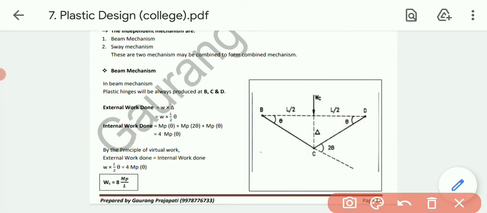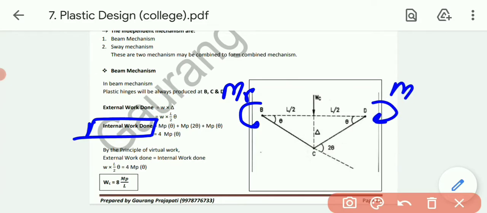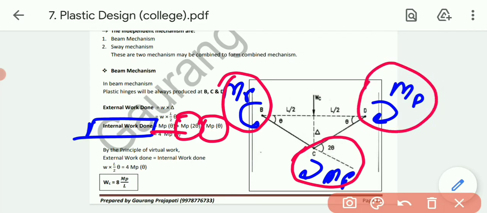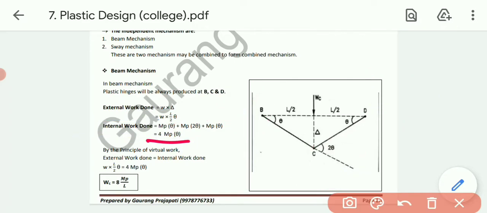First of all, external work done is load into deflection, W into deflection. Deflection is L by 2 into theta, so that is W L by 2 theta. That is external work done. Talking about internal work done, moment will be there at the intermediate support, over here also, and at the center point also. So first, this MP into theta, and for this one MP into 2 theta, and for this one MP into theta. So in total we get 4 MP into theta.